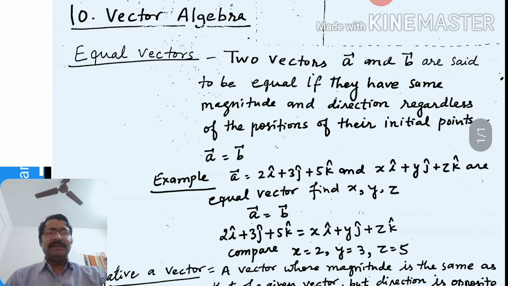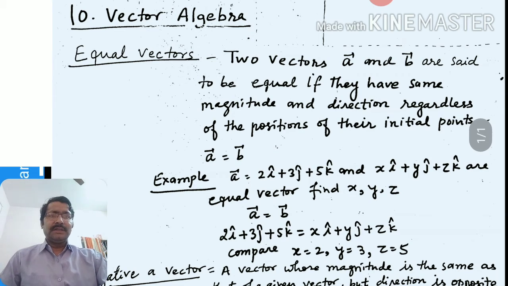We will take one example here. You can understand that A is given as 2i plus 3j plus 5k, and the second vector B is xi plus yj plus zk. These are equal and you have to find x, y, z.